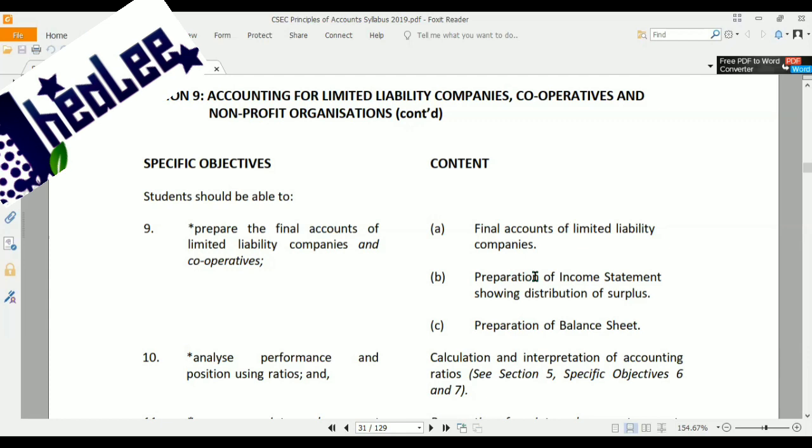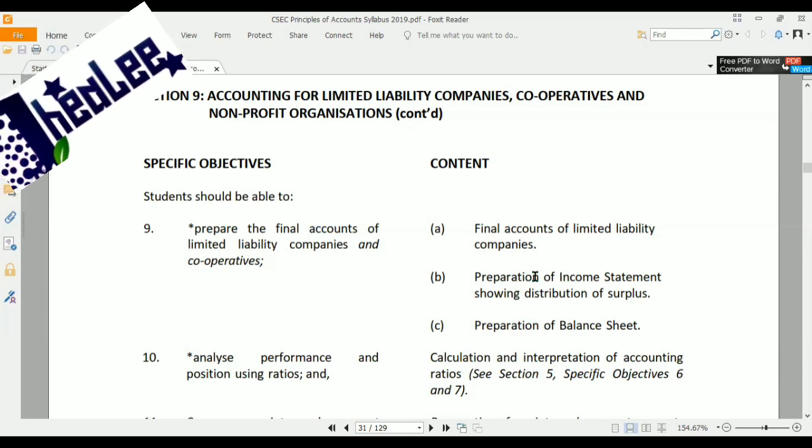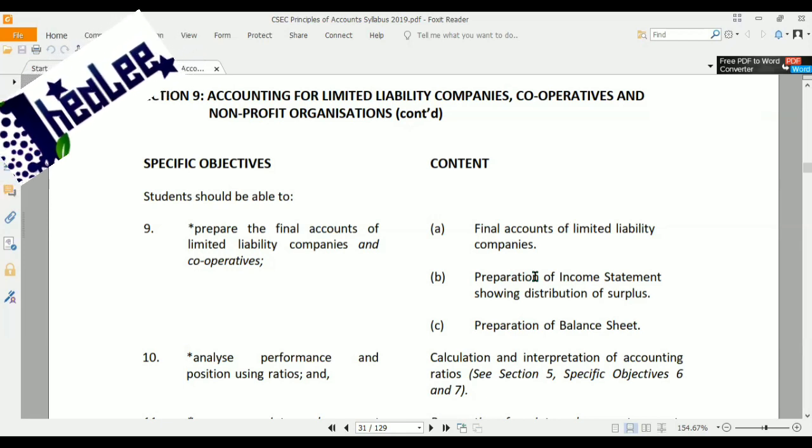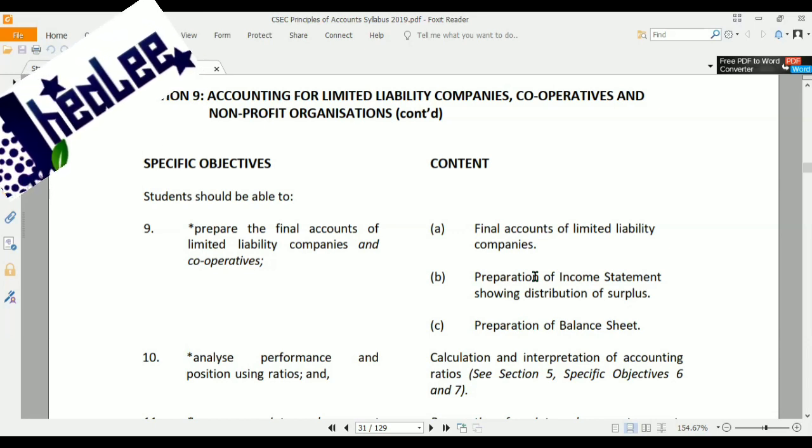But you will have to do the appropriation section, and you need to know the items that are in the appropriation. Like if you have to pay corporation tax, that's going to reduce the profit that is there. And then you have to pay out dividend. You have to put aside money for the different reserves, right? So those things are a part of your income statement for the company, the limited liability company.